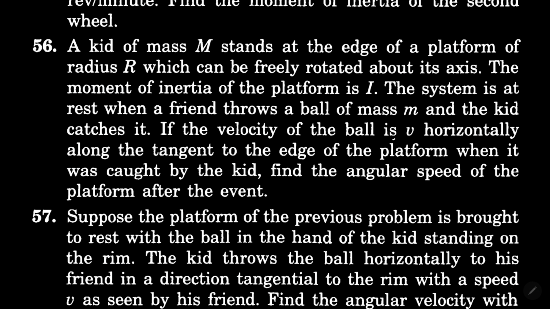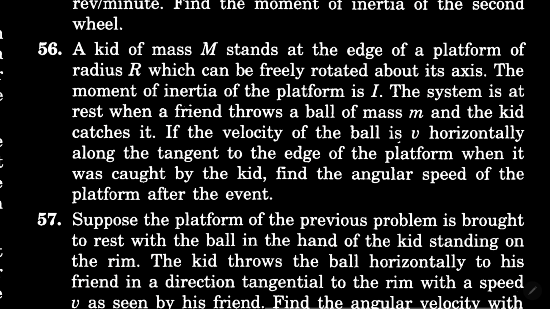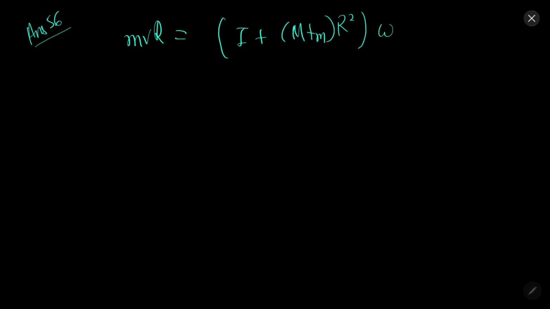In question 56, a kid of mass m stands at the edge of a platform of radius r. If the velocity of the ball is v, we need to find the angular speed of the platform after the event. So this is solution 56. In this we will have mvr equal to I plus m r square into omega. So omega will be mvr over I plus m r square.